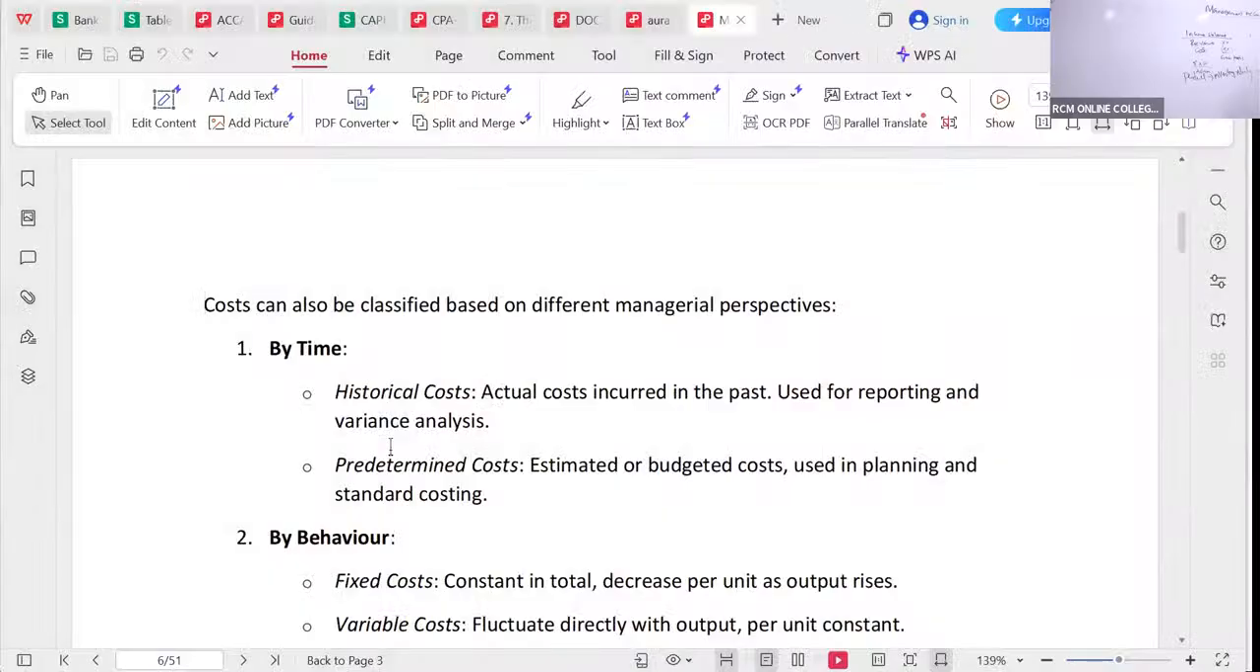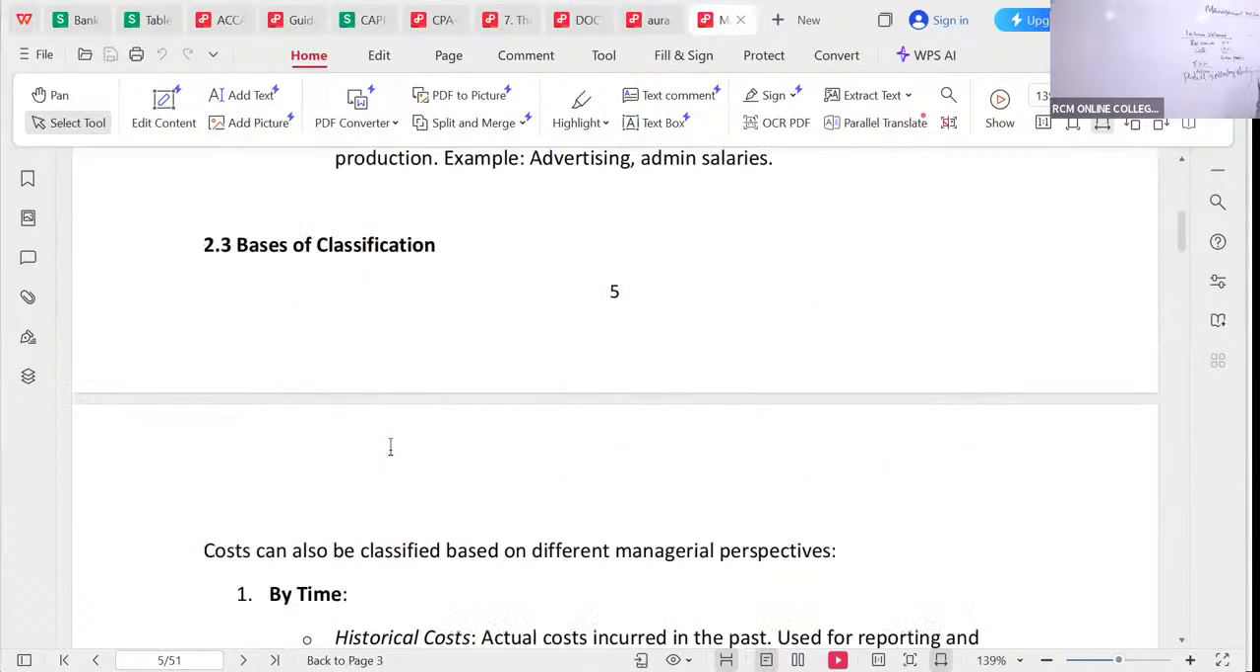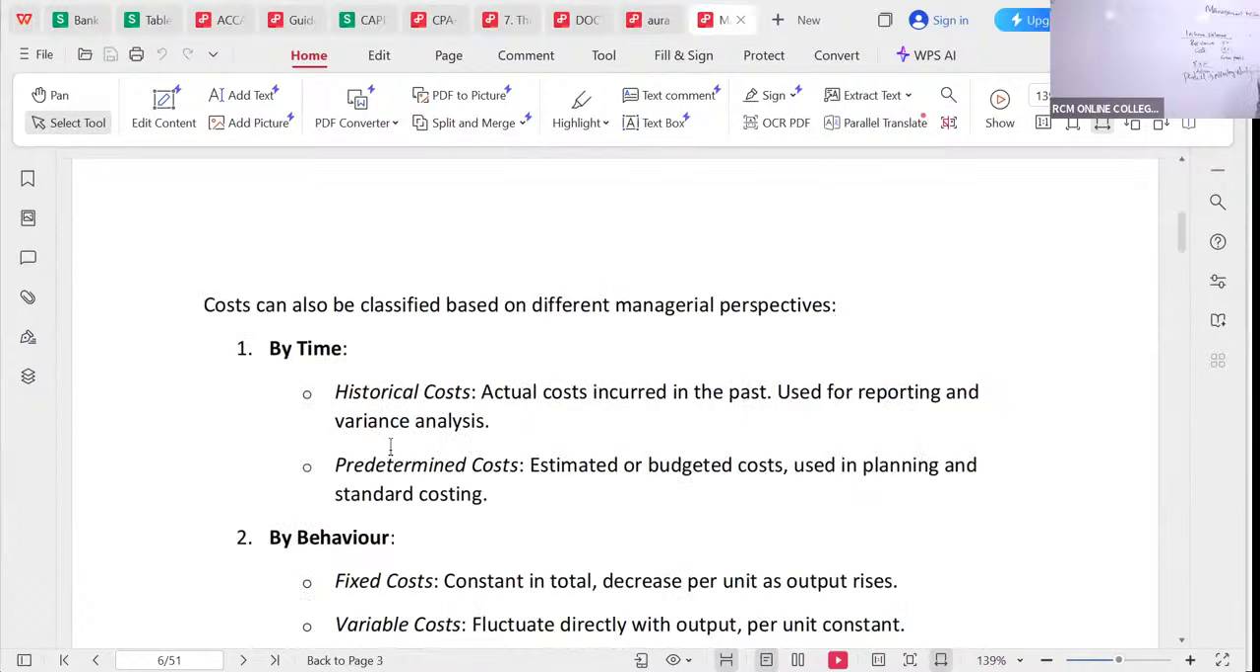All right. Now, ladies and gentlemen, from there, we have the classification of costs. Based on classification, we classify costs by time. By time, we shall always have two types of costs: past costs and what here? Future. Historical and future costs.